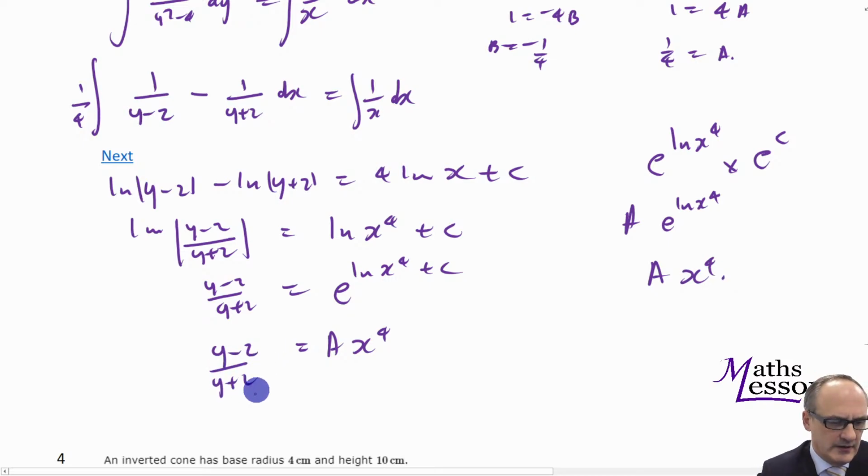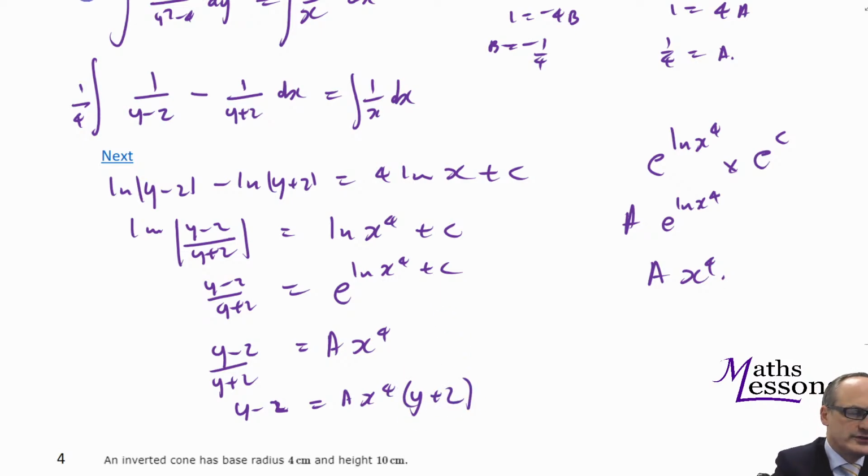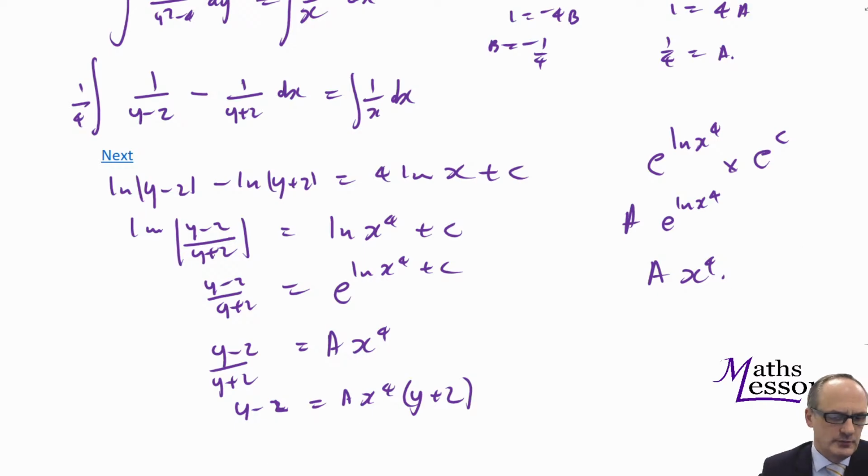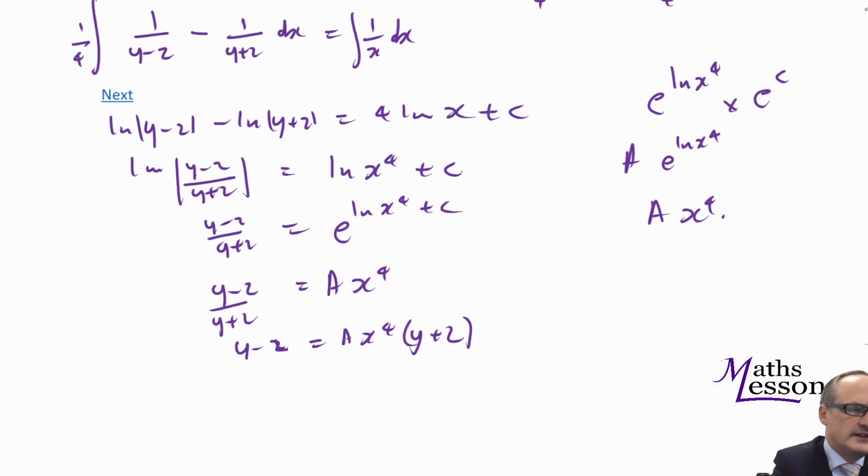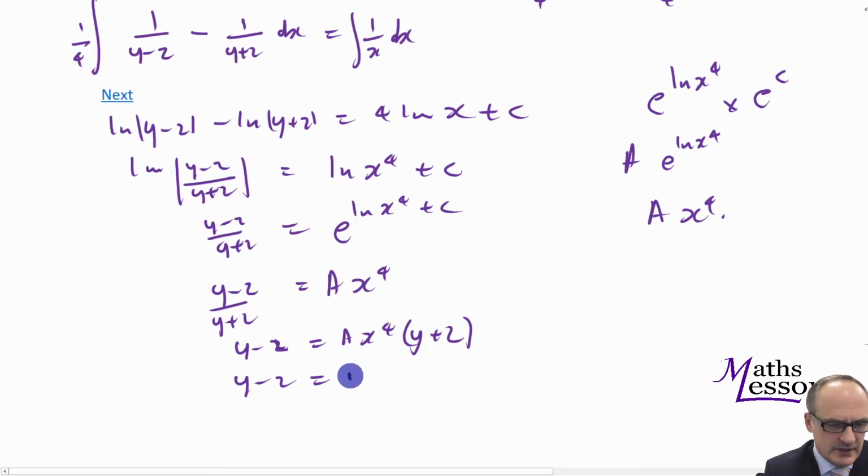So what I'm going to do now is I'm going to times by y plus 2. And get even more space. Probably not enough, actually. Let's just see if we can grab a bit more. We're nearly there. Multiply out the brackets. So I'm going to get y(a)x to the 4 plus 2(a)x to the 4.